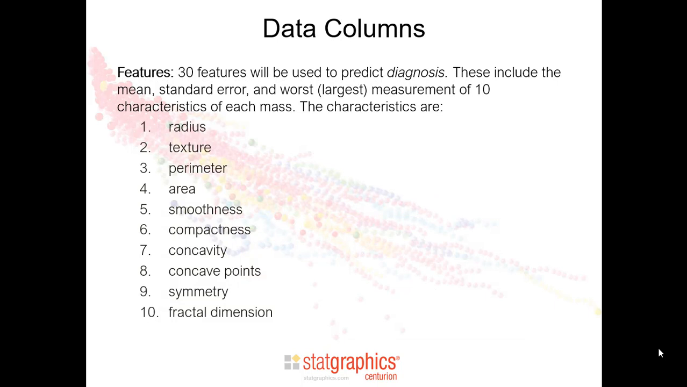The variables that will be used to predict the target are called features. In this case, 30 features will be used to predict diagnosis. These include the mean, standard error, and worst measurement of 10 characteristics of each mass. The characteristics are the radius, texture, perimeter, area, smoothness, compactness, concavity, concave points, symmetry, and fractal dimension.